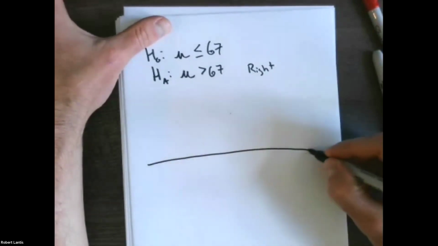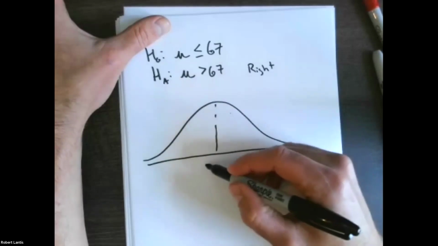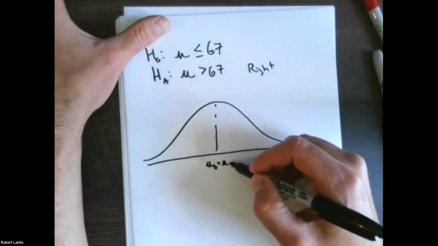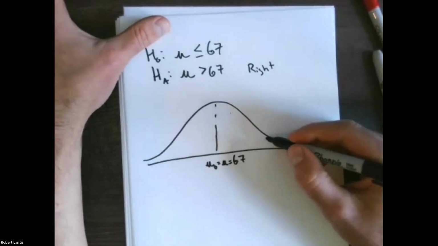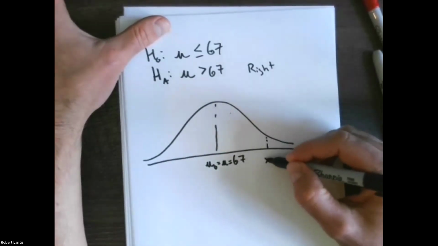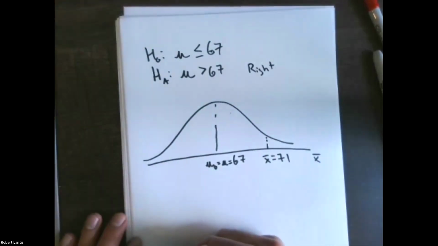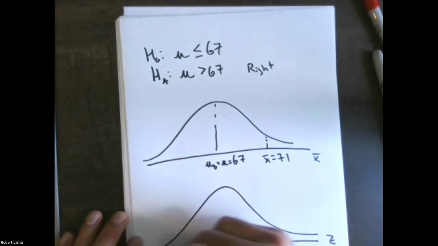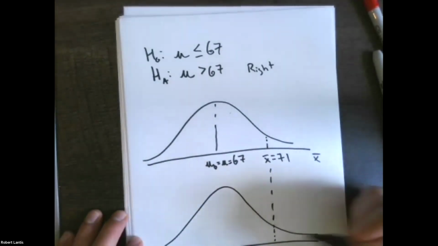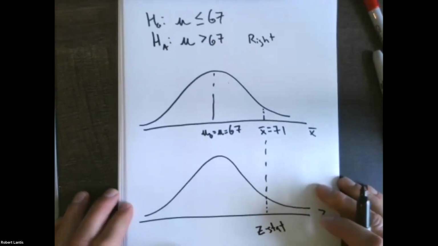I'm going to think, okay, if what I assume to be true is in fact true, my sample mean should be normally distributed around 67. However, I saw a sample mean that was 71, right? So what I'm then going to do is convert that sample mean of 71 into a z statistic.